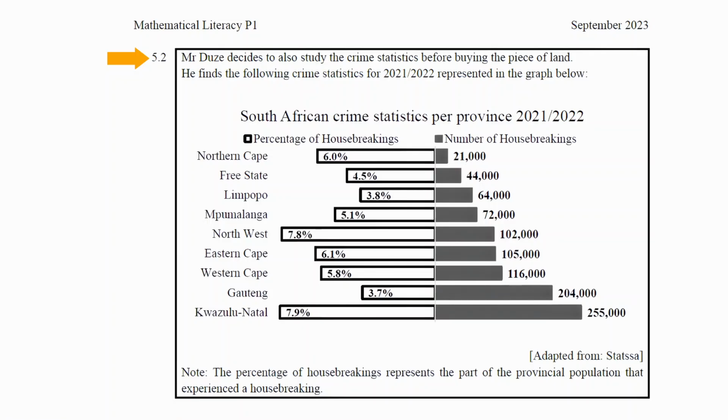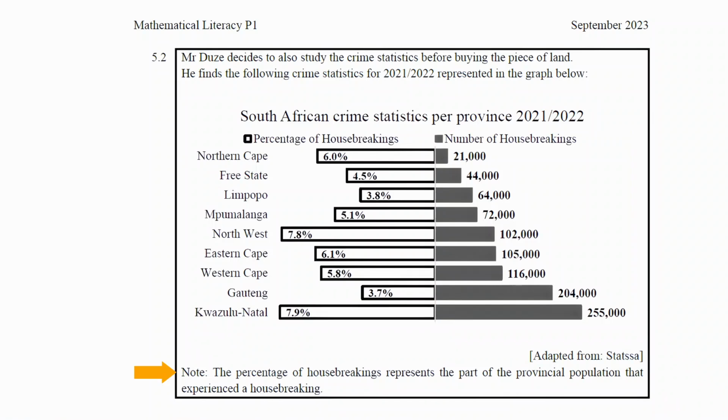Question 5.2 states that Mr. Duze decides to also study the crime statistics before buying the piece of land. He finds the following crime statistics for 2021-2022 represented in this graph. The stats consist of two horizontal bar graphs. The first graph shows the percentage of house break-ins, while the second graph shows the number of house break-ins in each of the 9 provinces in South Africa.